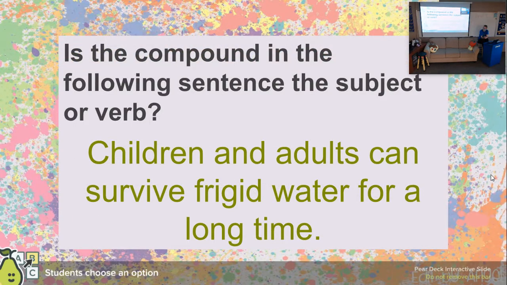Okay, so I want you to identify where the compound is in this sentence. Is it a compound subject, a compound verb, neither, or both? Figure out who or what the sentence is about. Figure out who or what the subject is doing. And figure out where your compound is. Let's try to finish in 5.